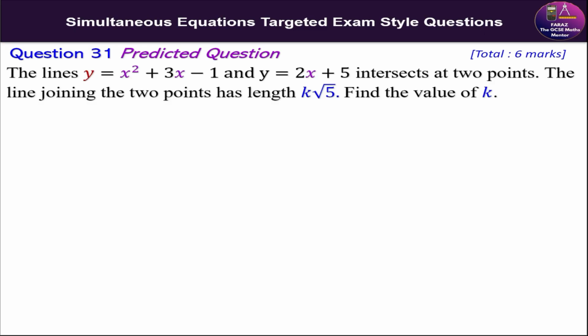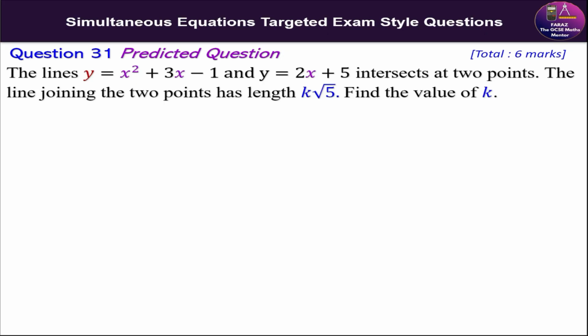Alright, question number 31. This one's all about intersections and distances. We are told that two equations, y equals x squared plus 3x minus 1 and y equals 2x plus 5, intersect at 2 points, and the distance between those points is given as k root 5. Our task is to find the value of k.